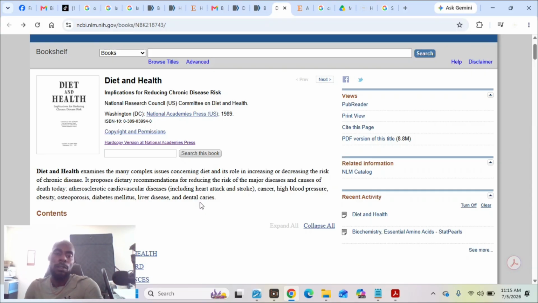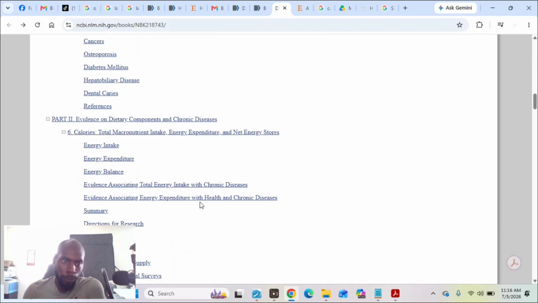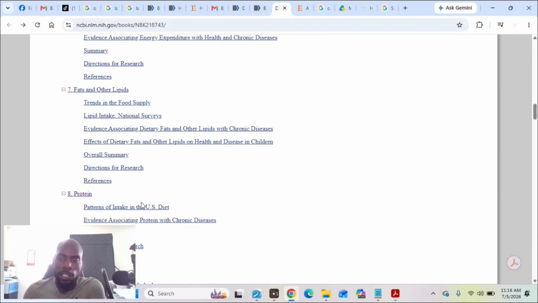dental caries. So, all of these play an important factor in our sicknesses, and they are some of the leading causes of fatalities today. All right, so we want to go down to section 8 under protein.